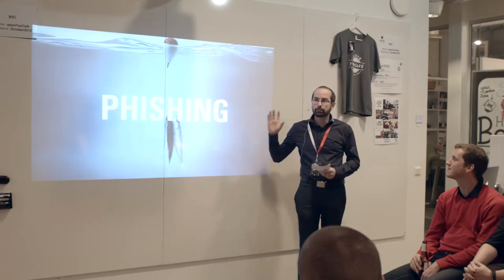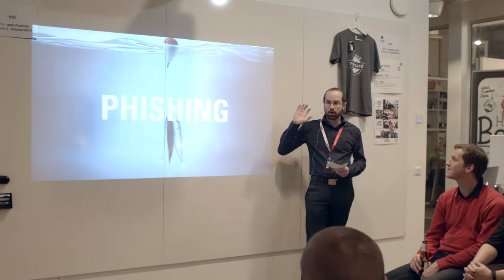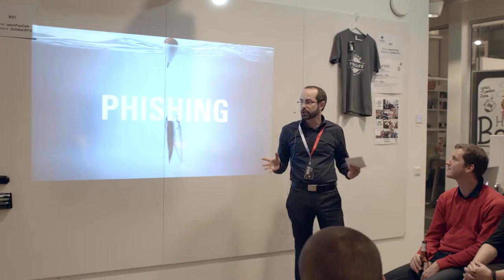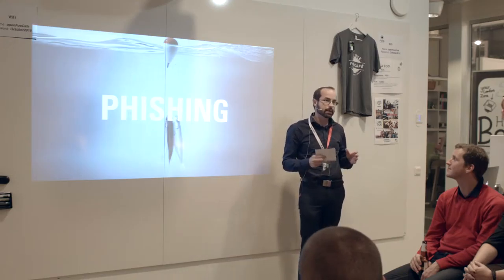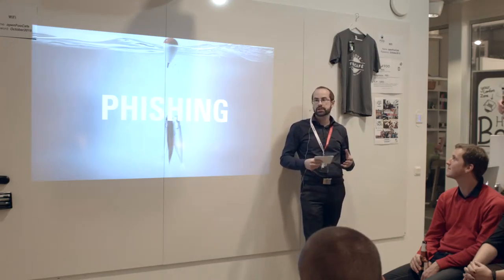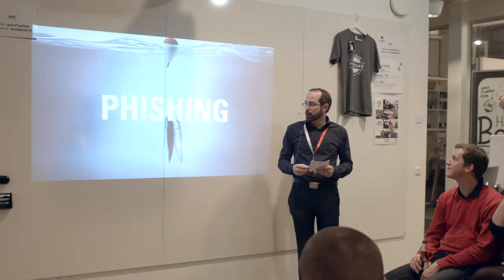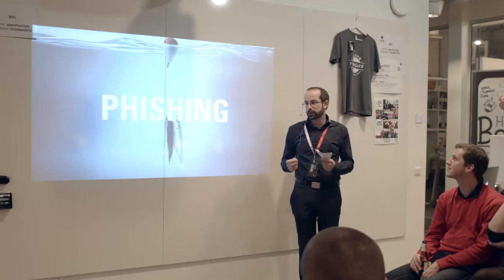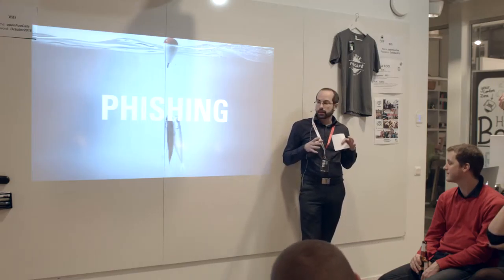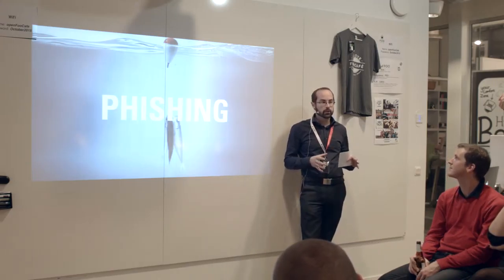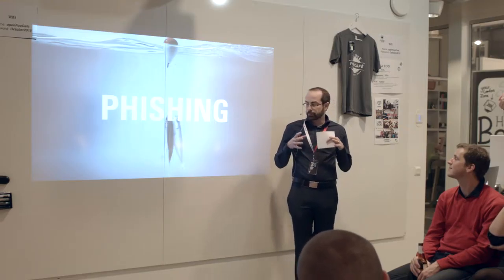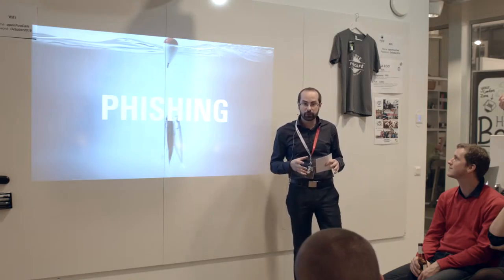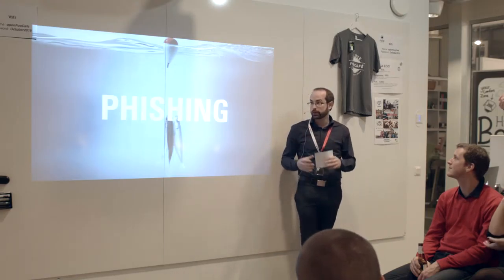And this involves sending bulk mails to a large number of people, and it's a bit random who will actually take the bait. So there's a specialized form of phishing called spear phishing, where you send emails to a particular group or an individual. And here, they're often quite well researched. Because of that, they're usually also quite successful, because they know more about you than you might know.